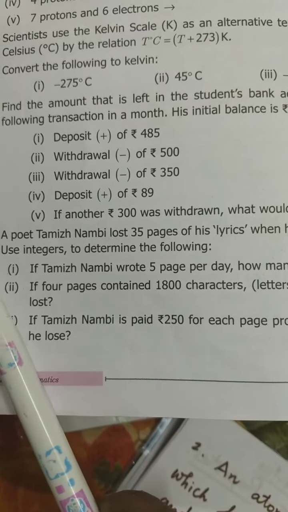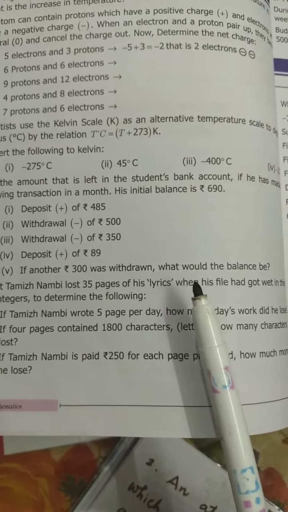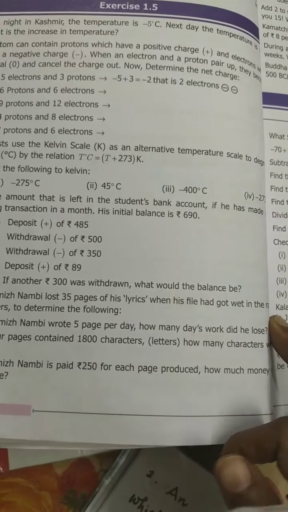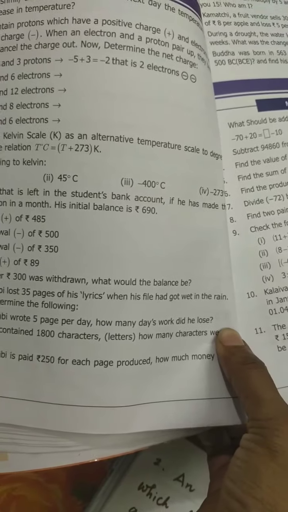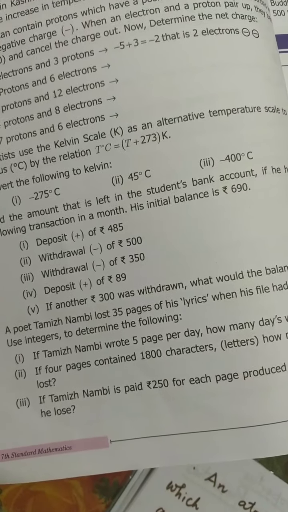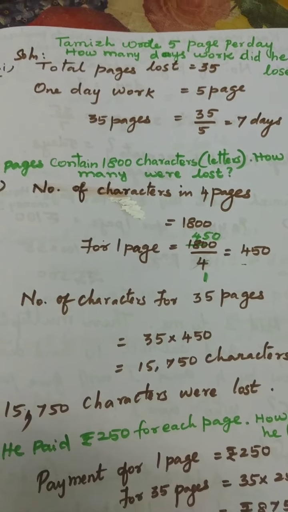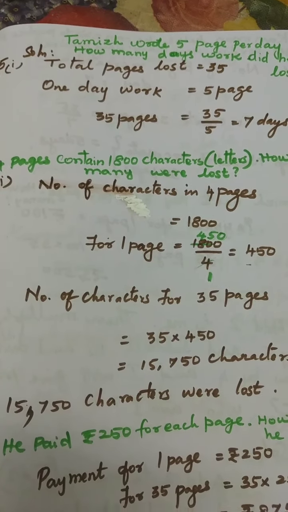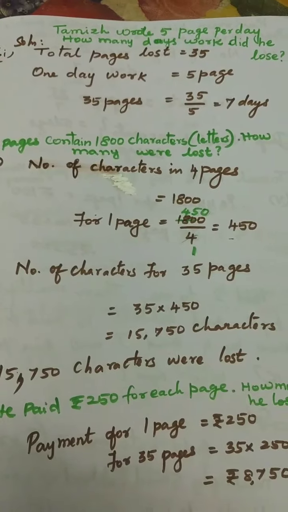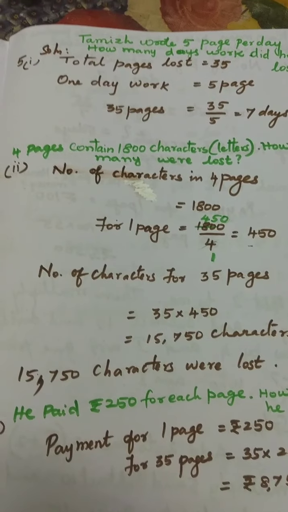Fifth problem. A poet, Tamil Nambi, lost 35 pages of his lyrics when his file got wet in the rain. Use integers to determine the following. Okay. In the fifth sum, Tamil Nambi is a poet. He wrote lyrics and that is in a file. The file got wet in rain. Okay. So we have to answer the following questions.